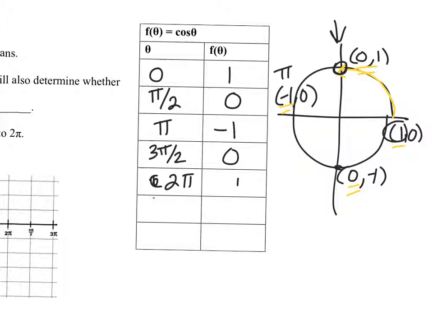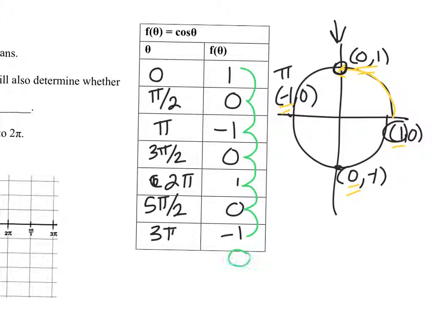This is going to be 5 pi over 2, or 2.5 pi. That's going to be 0. And then 3 pi is going to be negative 1. So you can see the pattern: 1, 0, negative 1, 0, 1, 0, negative 1, 0. It's going to keep going like that.